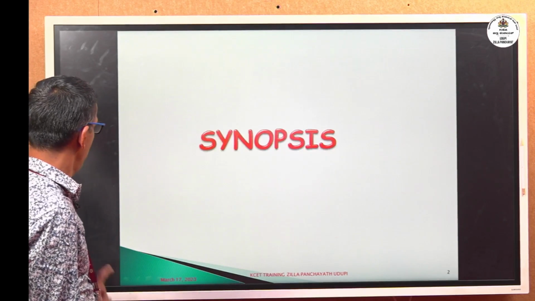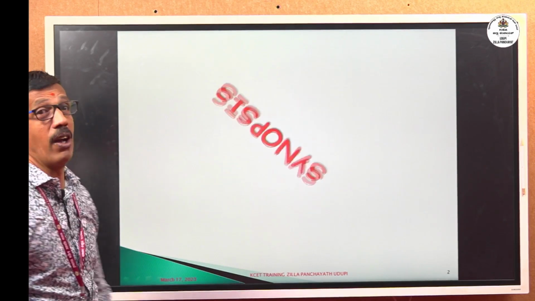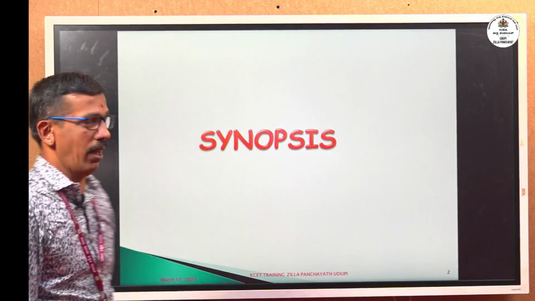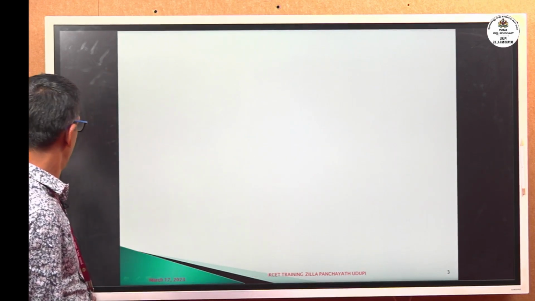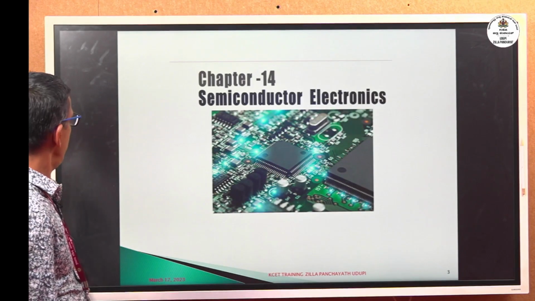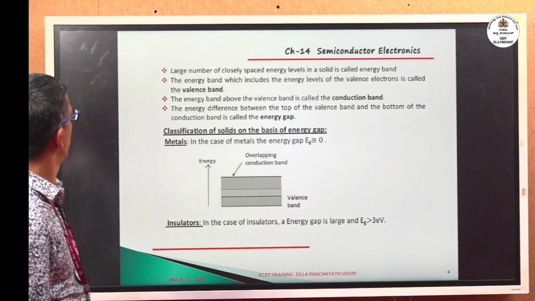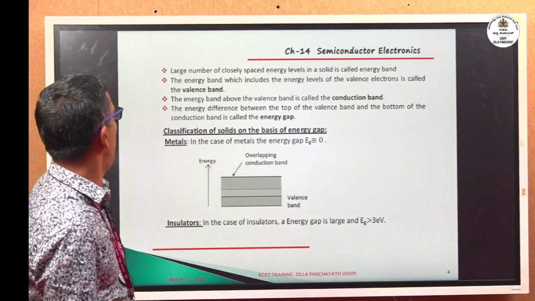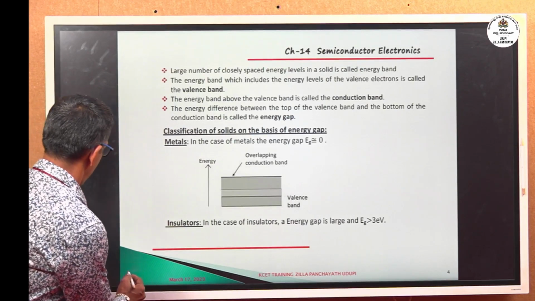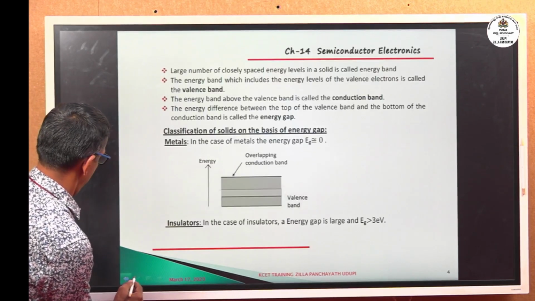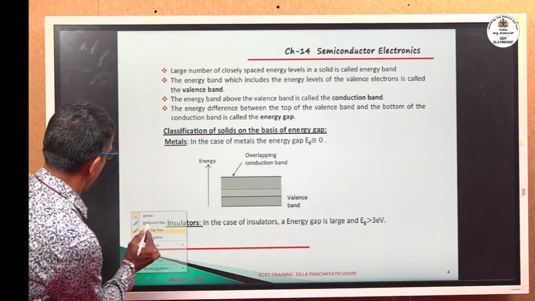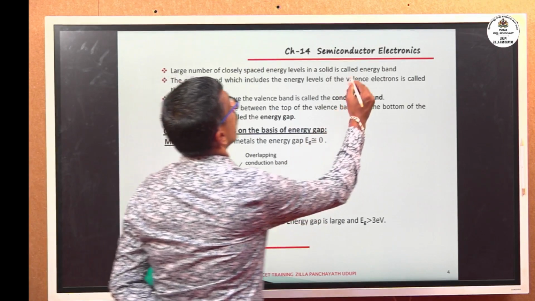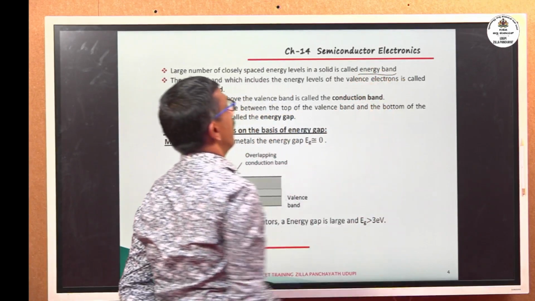To start with, the synopsis. The important points to be covered in this chapter are: see, the meaning of energy band. What do you mean by energy band? What is energy band?